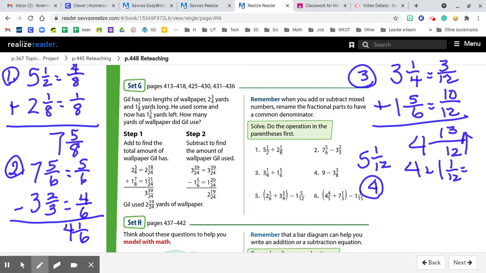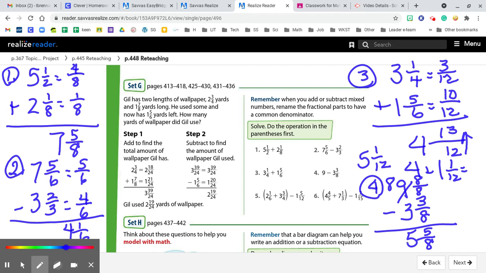For number 4, I have the whole number 9 minus the mixed number 3 3/8. Going to need to do some renaming there. I borrowed 1, but I'm going to bring it over as 8/8 because I already have an 8 in the denominator of the existing fraction 3/8. So 8/8 minus 3/8 is 5/8. 8 minus 3 is 5. So I wind up with 5 5/8.